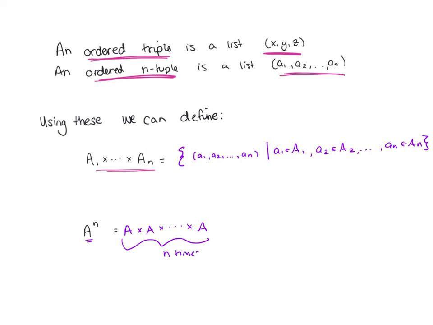So this is where we get the idea of things like R cubed or R to the 4th. If you've dealt with complex numbers, maybe you've seen C, right? Think about C to the 1st, C squared, etc. So these are the Cartesian products of these sets. So the set of those n-tuples.